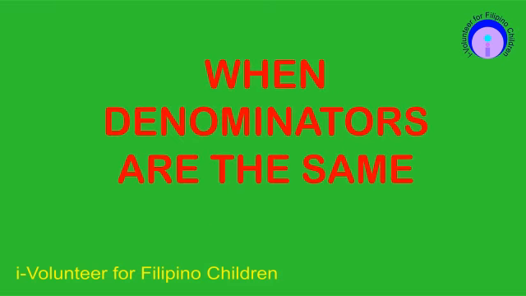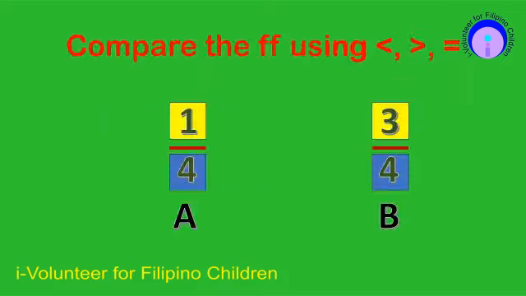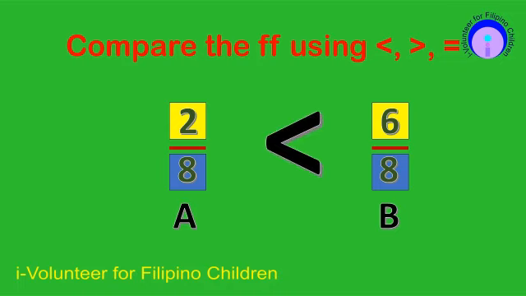When the denominators are the same, it's easier to determine which one is smaller and which one is bigger. In this example, the numerators are 1 and 3, so we need to compare them. Obviously, 3 is bigger than 1. Therefore, 1/4 is less than 3/4. Let's compare 2/8 and 6/8. We shall say that 2/8 is less than 6/8.